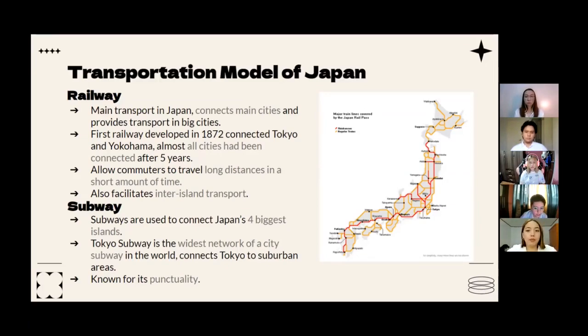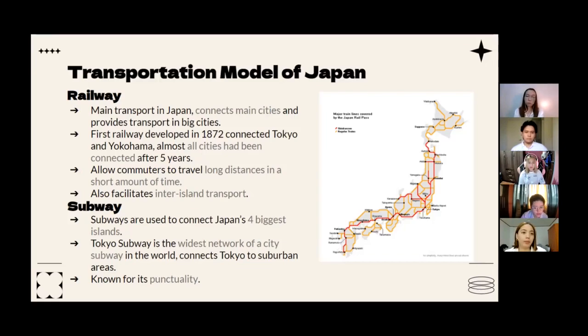For their railway system, this is the main transport in Japan, which connects main cities and is the main commuter transport in big cities such as Tokyo and Osaka. Their first railway was developed in 1872 and connected Tokyo to Yokohama. After about 5 years, almost all cities in Japan had already been connected by railways. So in Japan, this is their main facility for mass transportation, especially in the big cities and metropolitan areas.